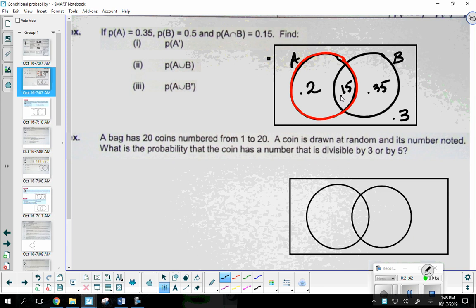Do I need to elaborate on that? I will, just in case: the 0.2 plus the 0.15 plus the 0.35. Now, why don't you try these three on your own? Number 1, what's the probability of A's complement? Number 2, what's the probability of the union of A and B occurring? And number 3, what's the probability of the union of A and B's complement occurring?